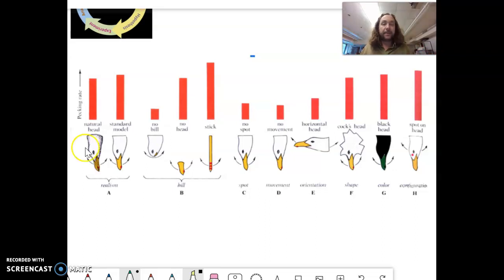So he built a model, and that's what the standard model is. He just built literally a puppet head of a seagull, and he put it in front of a baby seagull, and he counted how often it pecked at it. And sure enough, even though it wasn't a real seagull, the baby pecked at the standard model even a little bit more than it pecked at the natural head. But essentially the data was equal, right?